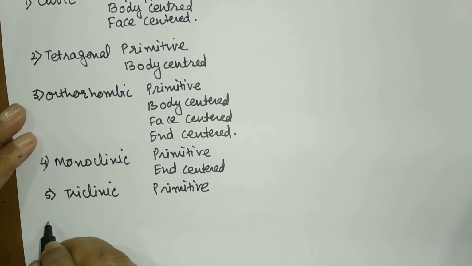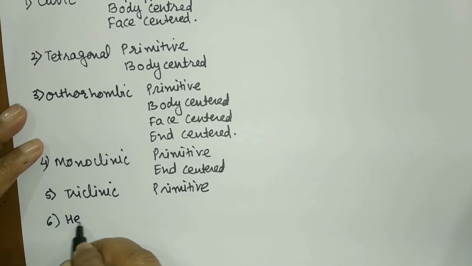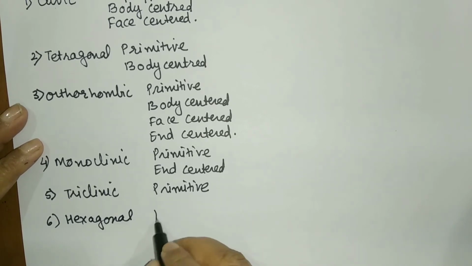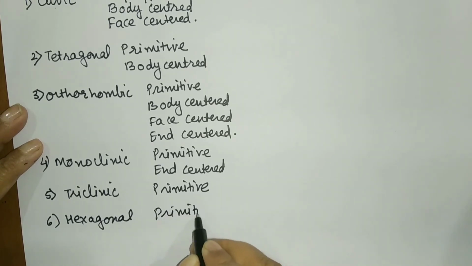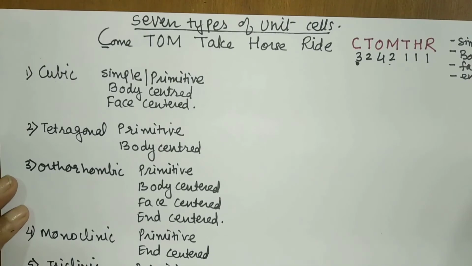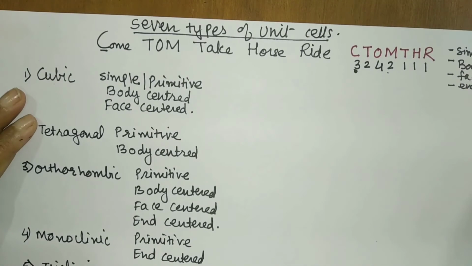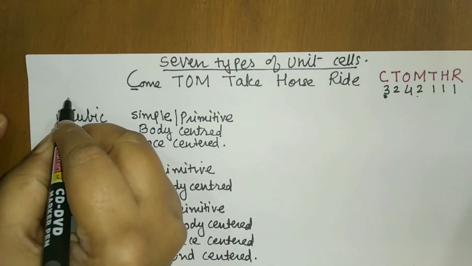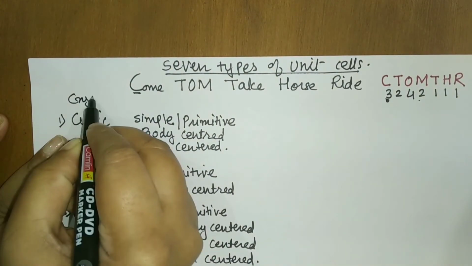Next is H, so it is hexagonal. Again the number is 1, so it will be primitive. And the last is R, so it is rhombohedral. Again the number is 1, so it is again primitive. So this is how we got the crystal systems and their types. Those I will call crystal systems.